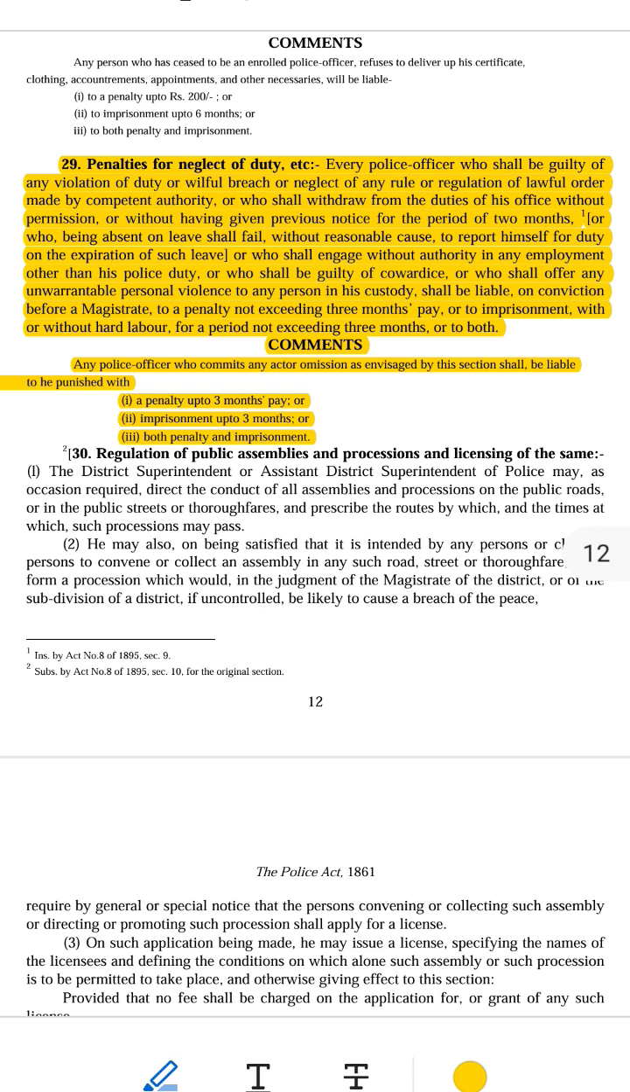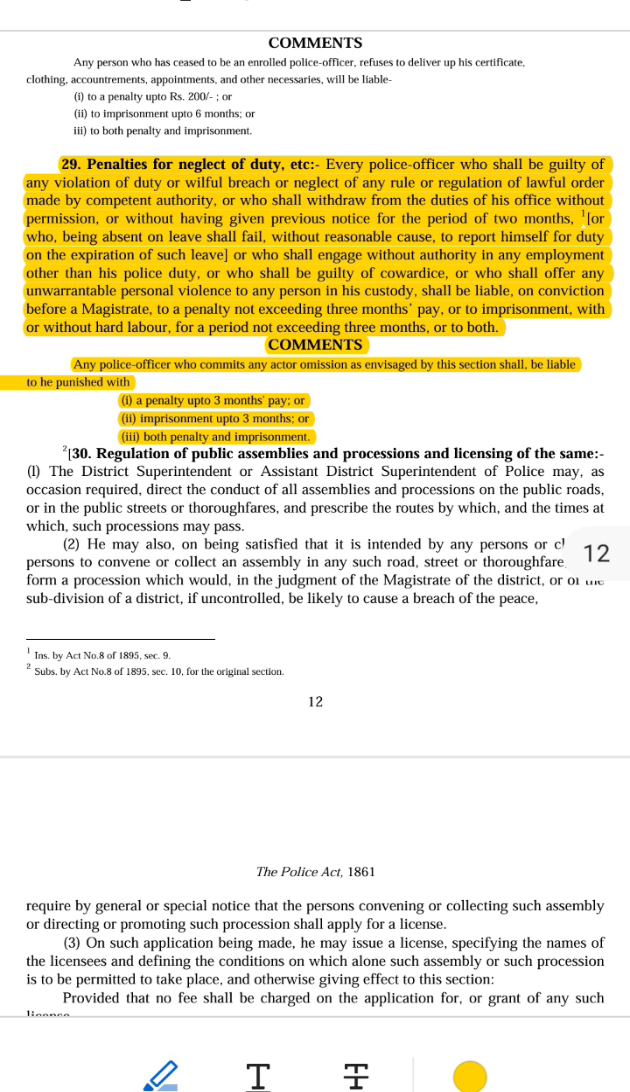What happens when a police officer breaks rules? A police officer can be punished if they: 1. Don't perform their duty properly. If a police officer ignores their responsibility or does their job poorly. Example: a police officer is supposed to stop a fight but just watches instead of acting.